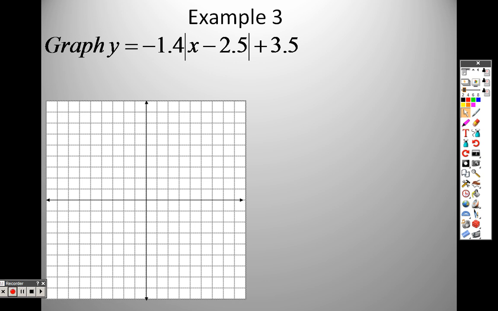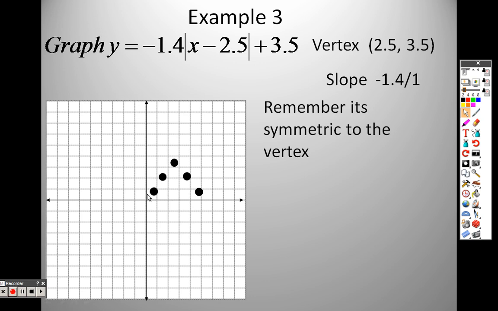Example 3, graphing something with decimals is still the same. You find the vertex point, which is (2.5, 3.5), because what makes this 0? 2.5 minus 2.5. So I go over 2.5 and up 3.5, and I put the point right there. This is negative 1.4, which means I go down 1.4 and over 1. I repeat that down 1.4 and over 1, again and again. And it's the exact same on both sides, right? Instead of down 1.4 and one to the right, it's to the left. Down 1.4 and another one to the left. And there is my absolute value.